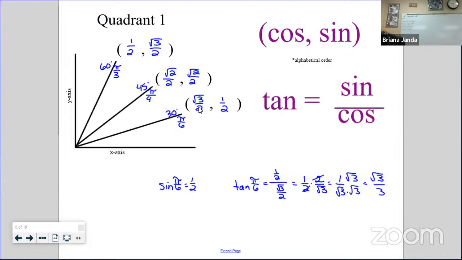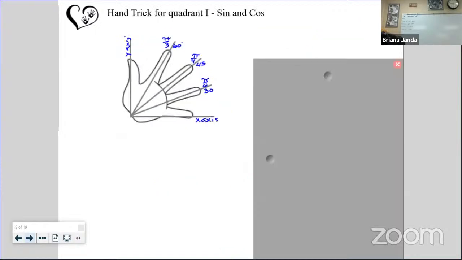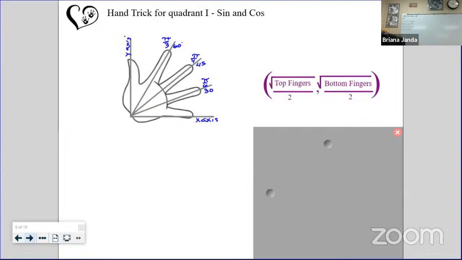Square root of 1 over 2, 1/2. Square root of 3 over 2. Okay, so you can just pull back your reference finger and it will visualize that quadrant 1 for you if you remember, and that's where the little gimmicky part of it is. If you remember that your ordered pair goes the square root of the top fingers over 2, comma, square root of the bottom fingers over 2. Cosine fingers, comma is your reference finger that you pulled back. Sine fingers.